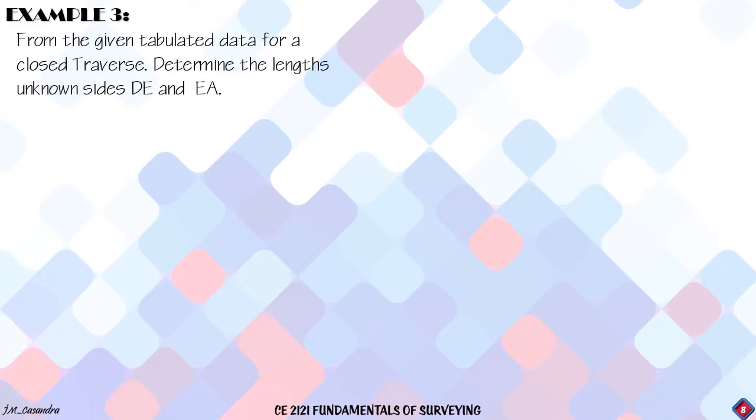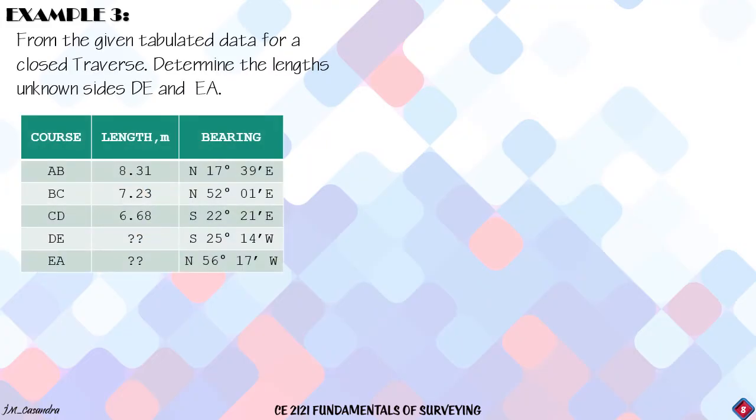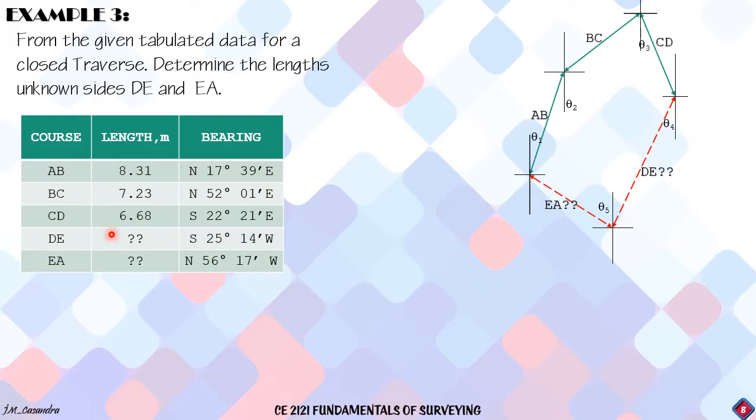So next we have example number 3. From the given data of a closed traverse, we determine the length of sides DE and EA. So this one is case 2, as we have two adjacent sides where the lengths are unknown. So first step, we sketch the traverse. A simple sketch will do.